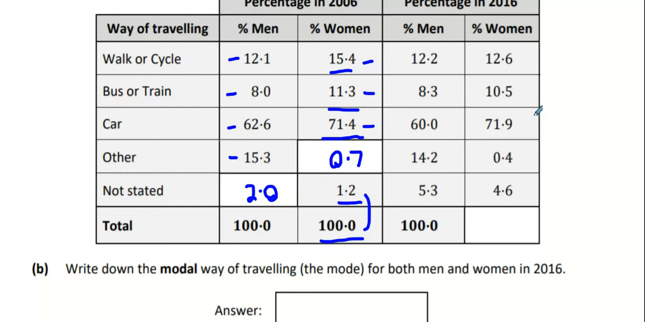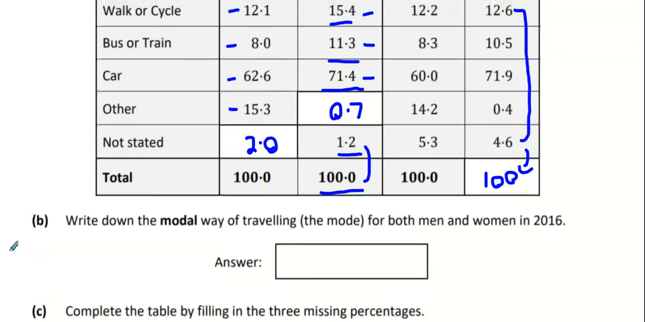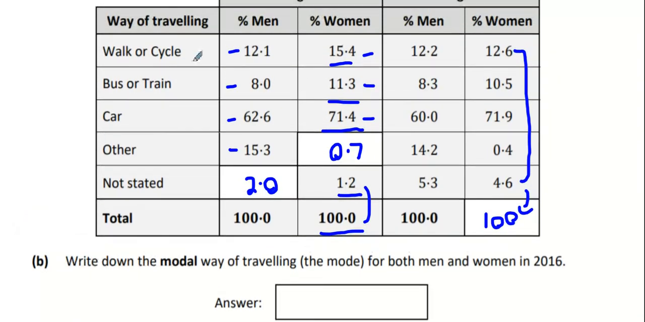And then finally, what you all know is that everything has to add up to 100. So when you add up all of these together, your answer has to be 100. Write down the modal way of traveling, the mode for both men and women. Now this is the most common way of traveling. So what is the most common way people travel?